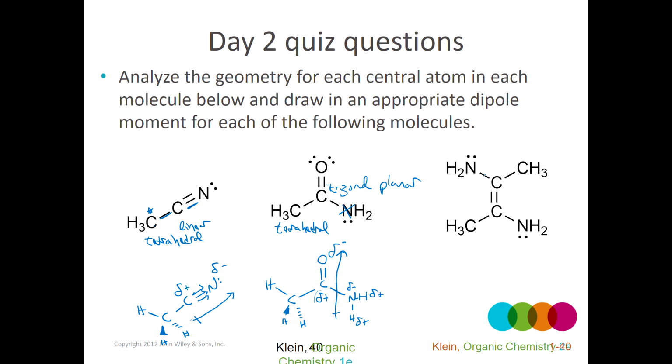This last one, these carbons are trigonal planar. They've got 3 sigma bonds, so they're sp2 hybridized. This carbon here and here is going to be tetrahedral, just like the other CH3 groups we looked at.